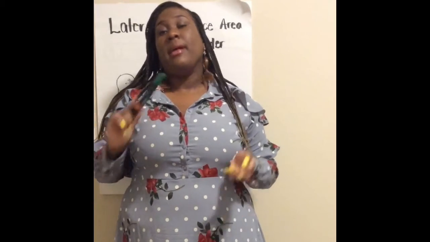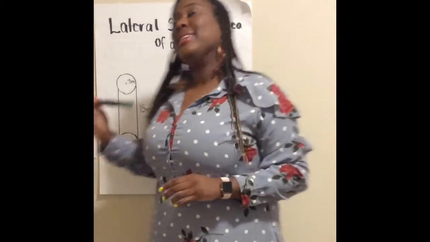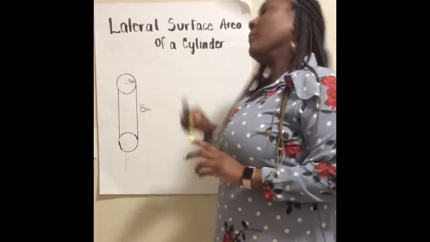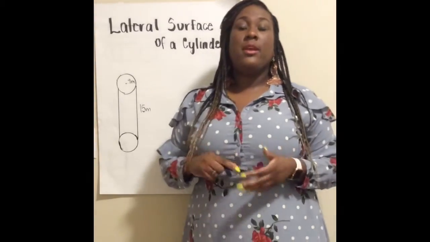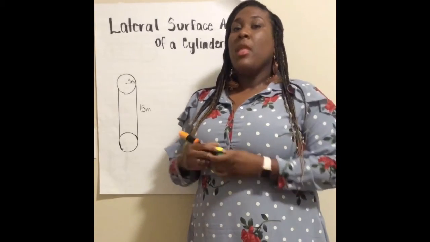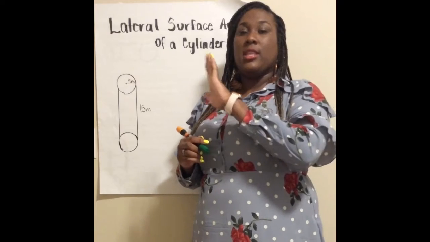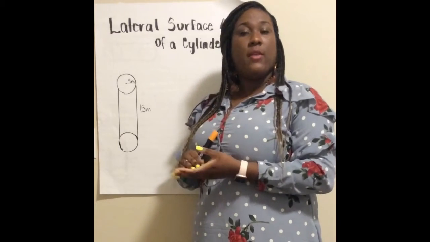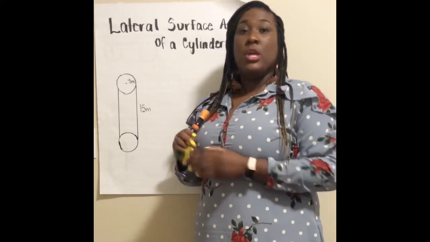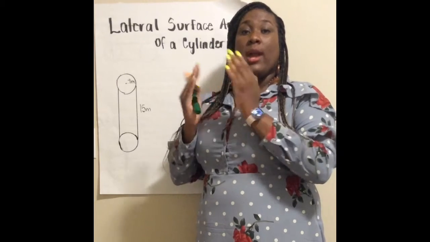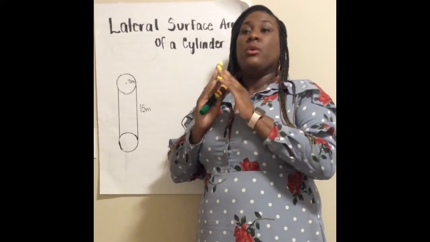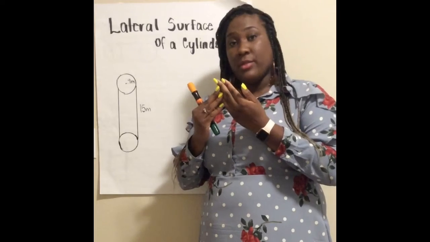About lateral surface area, but we're going to be talking about lateral surface area of a cylinder. Okay? So when you think of lateral surface area, it is what is around the object. So think of a Pringles can. Okay? So the wrapping around that Pringles can will be the measurements for your lateral surface area.